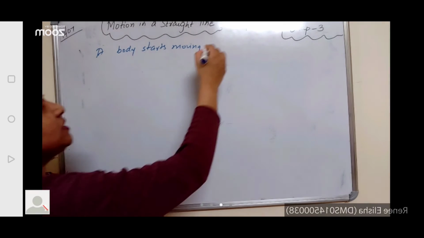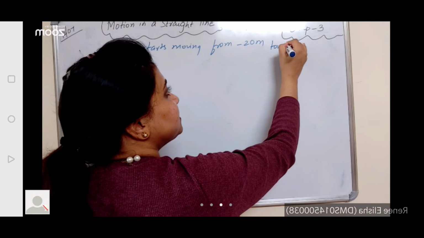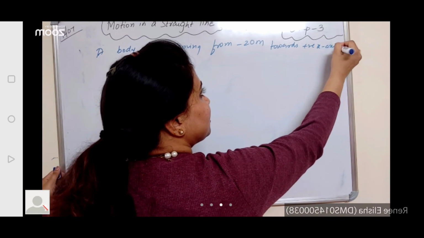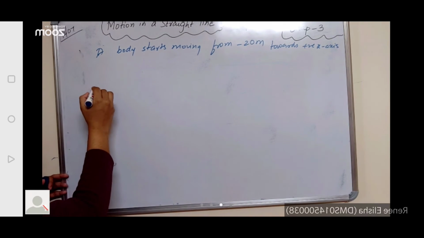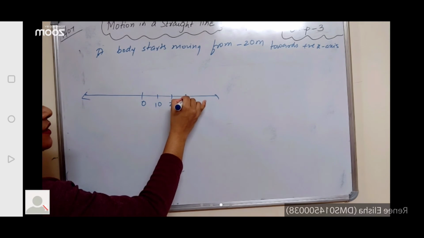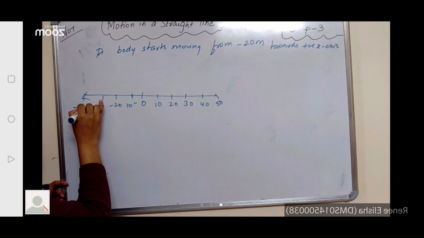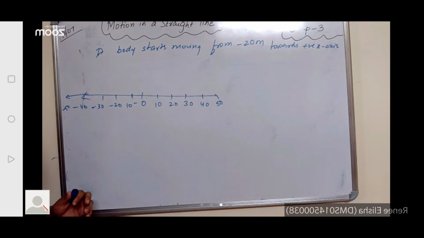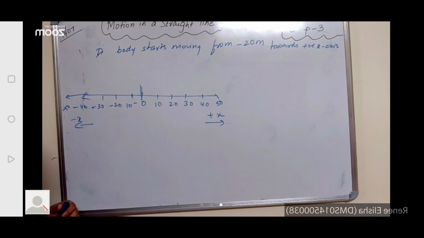A body starts moving from minus 20 meters towards positive x-axis as shown in the figure. So this is the figure that they have given to us. It's a straight line like this. Here it is 0 to plus 10, 20, 30, 40, 50. Here again it is minus 10, minus 20, minus 30, minus 40 and minus 50. This is positive x, this is negative x, and this is 0. So this is basically the diagram that they have given.